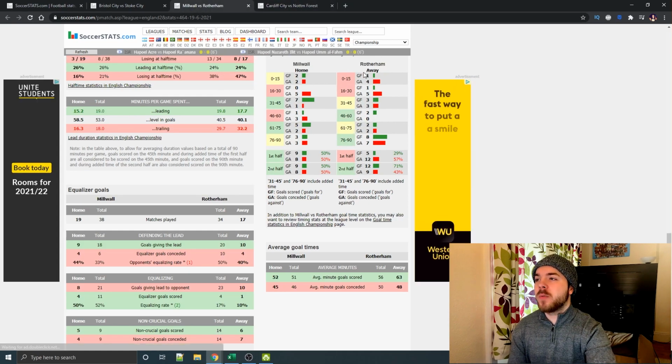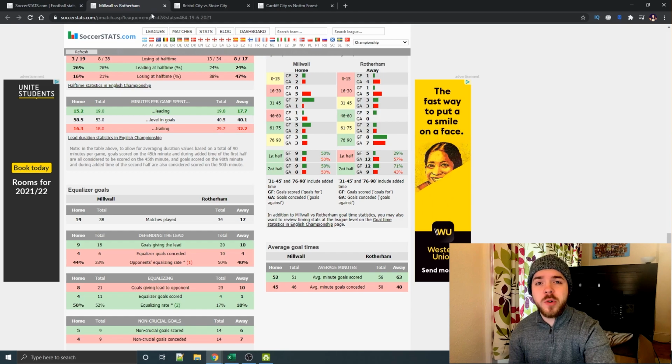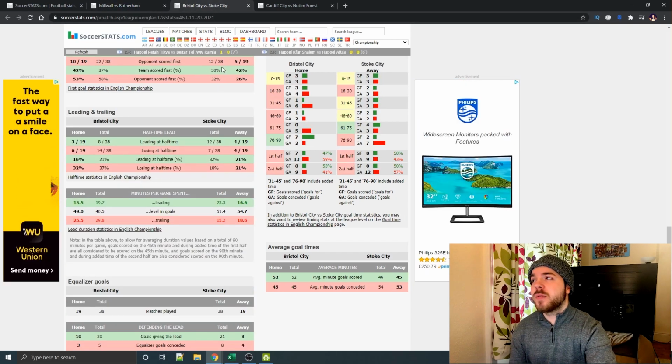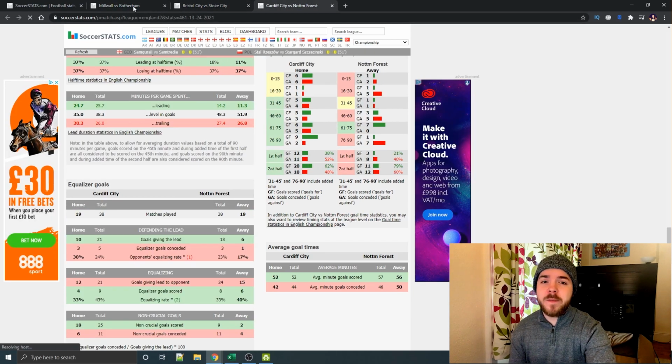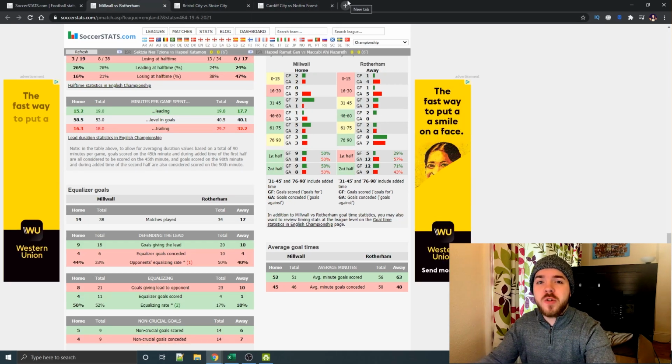And then over with Millwall and Rotherham, we have 5, 6, 7, 8, 9. So Millwall Rotherham is actually going to be the one I'm thinking of the most at the moment. And then Bristol City and Stoke, and then Cardiff Forest. So they're the best 3 I've found at the moment. So the next step is to go over to Betfair.